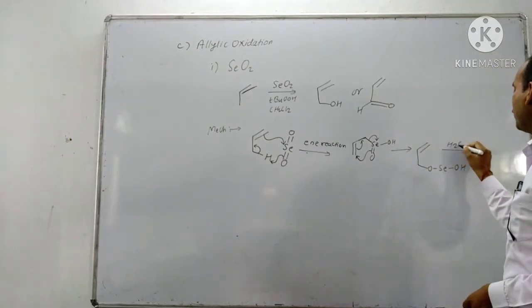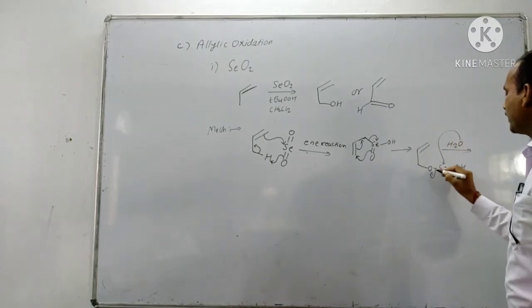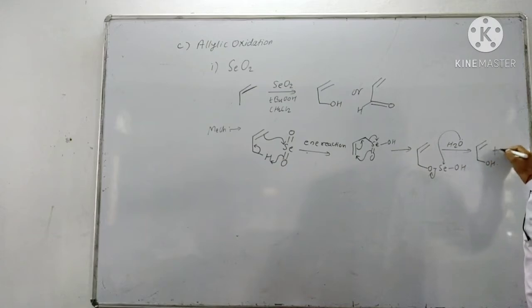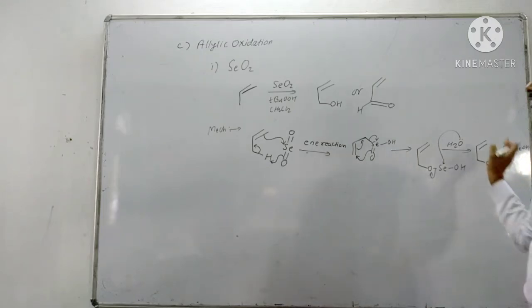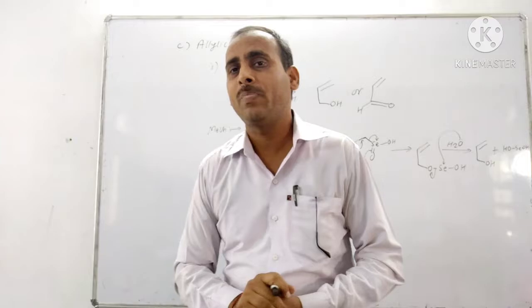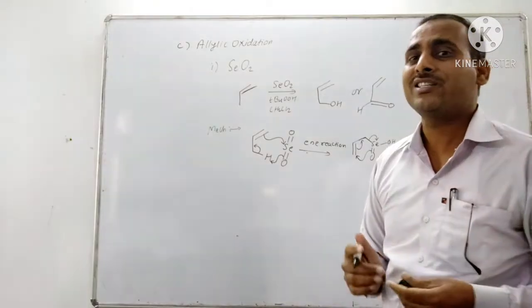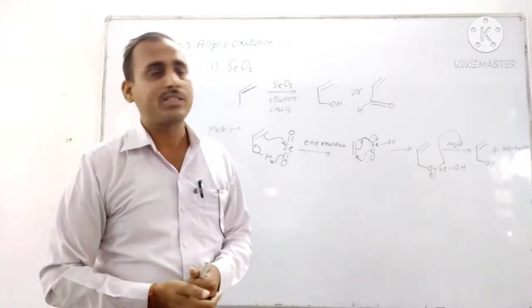By hydrolysis with H2O, the lone pair attacks on selenium, O minus takes the proton and it forms OH plus HOSeOH, this selenium compound. Again this selenium compound gets oxidized to selenium dioxide by using the tertiary butyl hydroperoxide. Tertiary butyl hydroperoxide acts as an oxidant, which oxidizes selenium to selenium dioxide.